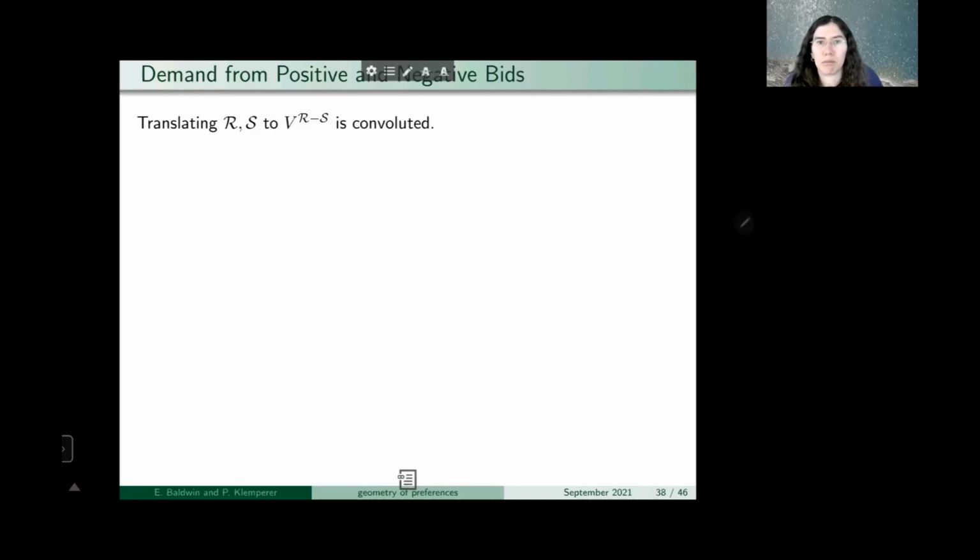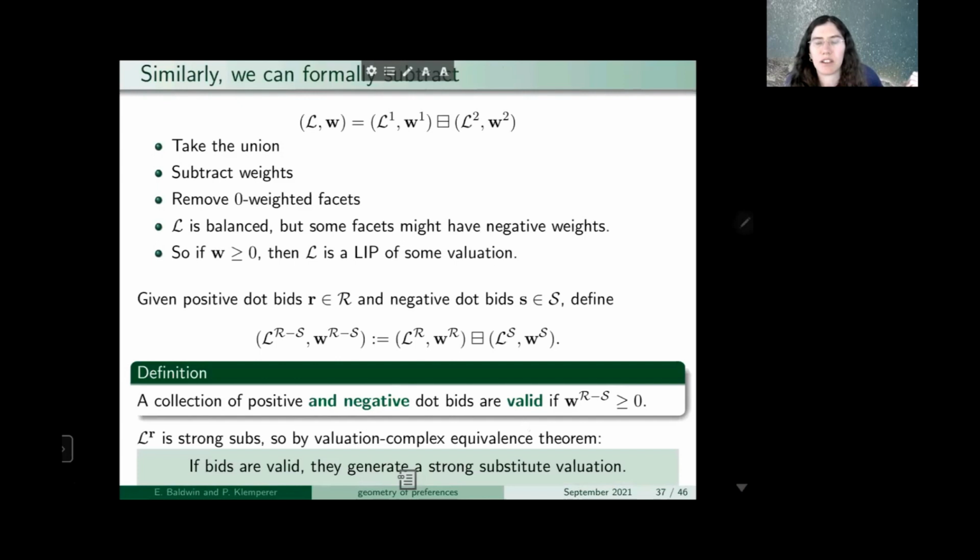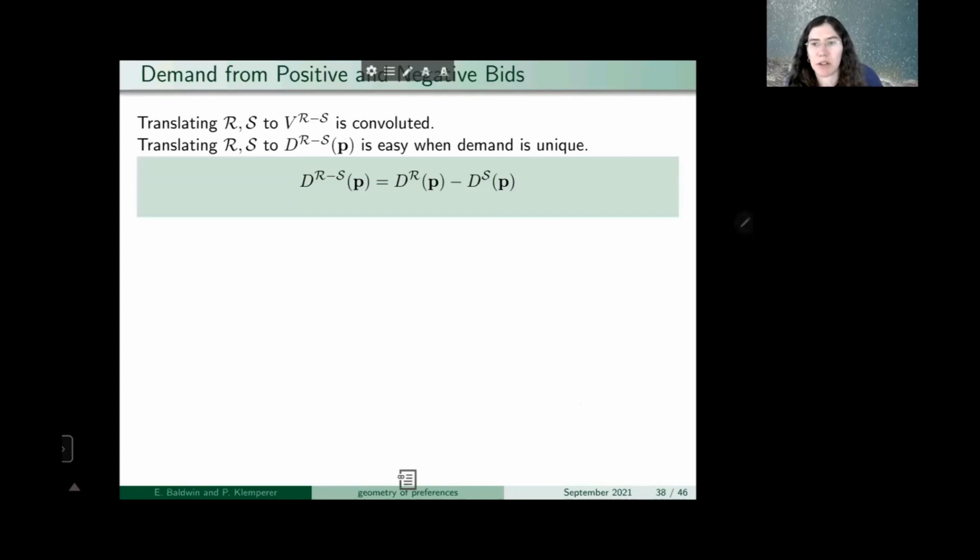How do we think about demand from this? So this whole procedure tells us by the valuation complex equivalence theorem that a valuation exists. Finding that valuation may be hard work. But we don't need to. We care about demand sets. We don't care about valuations. So how do we translate that into demand sets?